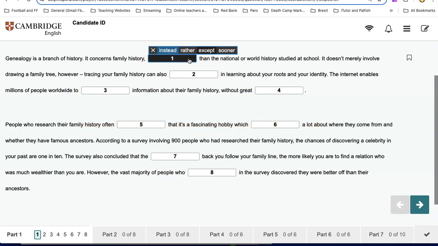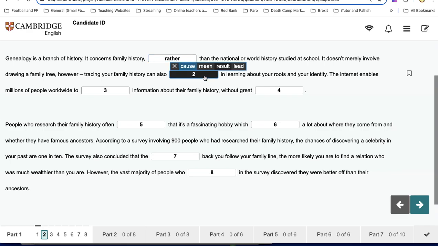And here we have 4 options. Instead than, no. Rather than, yes. Except than, no. Sooner than, no. That one's easy because only rather collocates with than. Number 2. Tracing your family history can also in learning about your roots. The key is the in. Cause in, no. Mean in, no. Result in, yes. Lead in, yes, but it's a different context. It has to be result in.